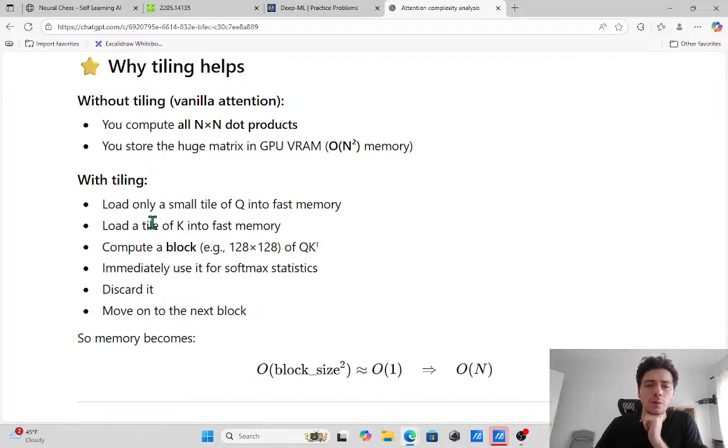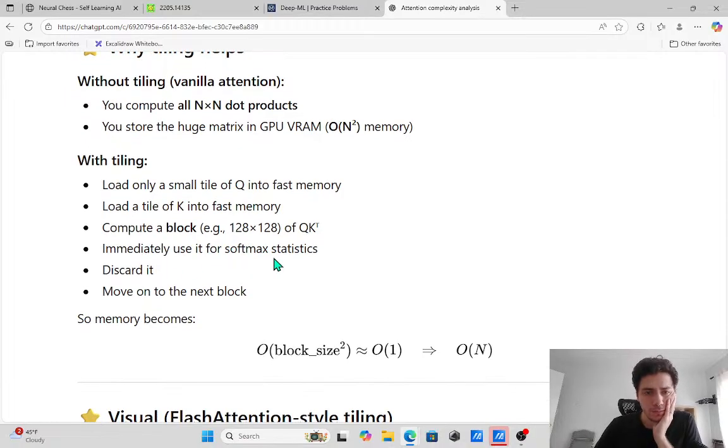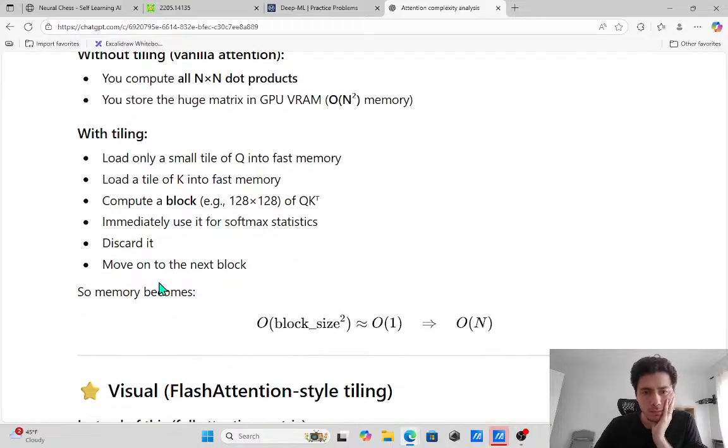With tiling, you load only a small tile of the Q into fast memory. Load a tile of K into fast memory. Compute the smaller block. Let's say it's 512, and you're doing 128 instead. Let me see if I actually understand this. I think I'm starting to understand it.